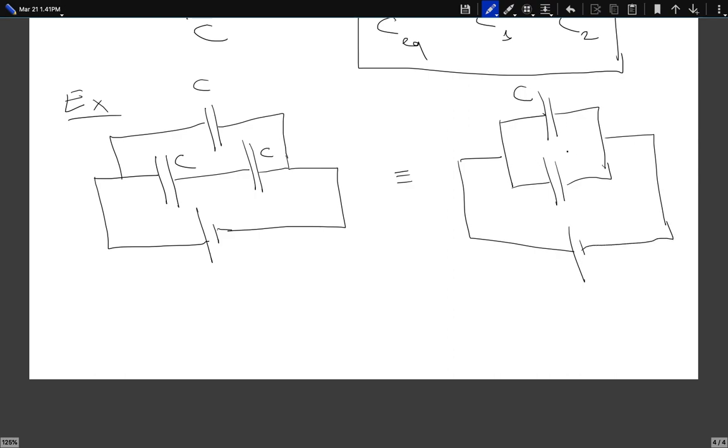This is C, this is C1. Now C1 is what I use instead of these two capacitors. Those two capacitors are connected in series, so the inverse of their total capacitance is the sum of the inverses: 1 over C plus 1 over C, which is 2 over C, so C1 is equal to C over 2.